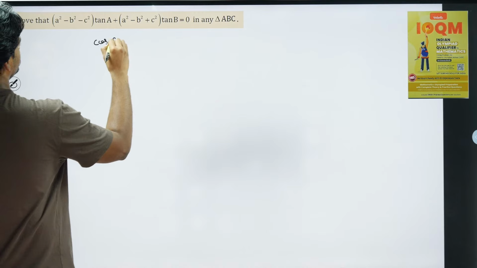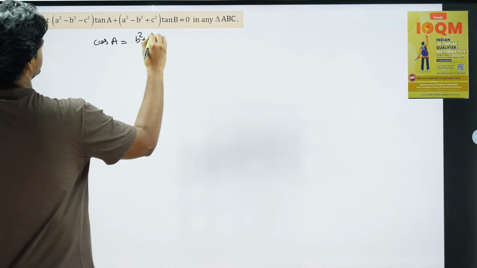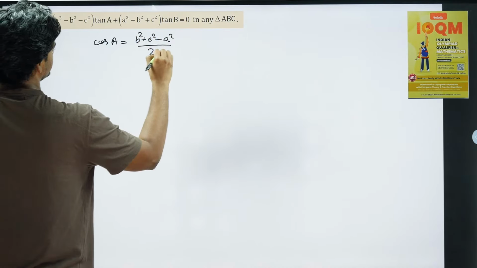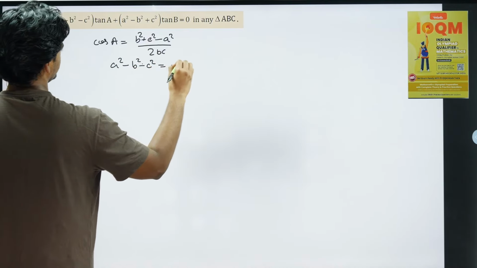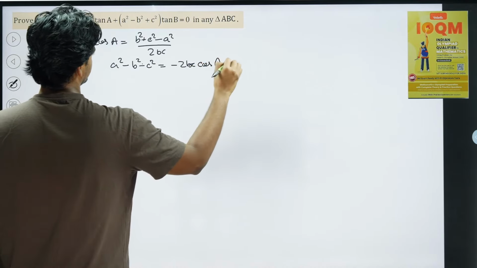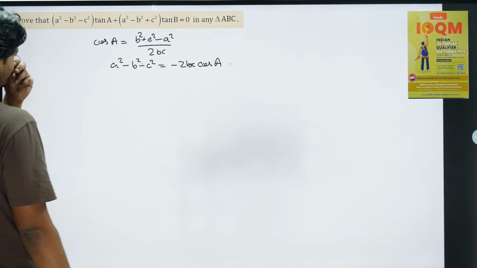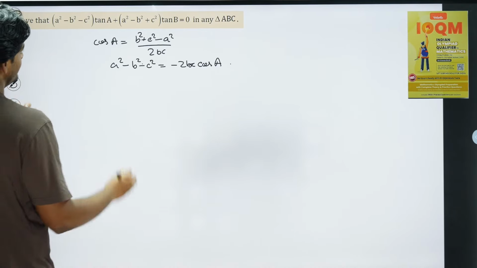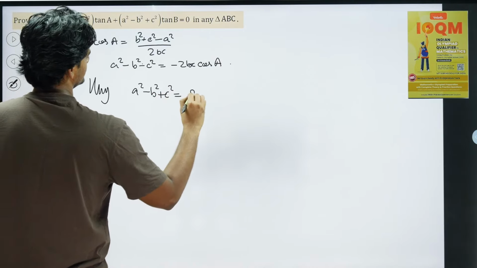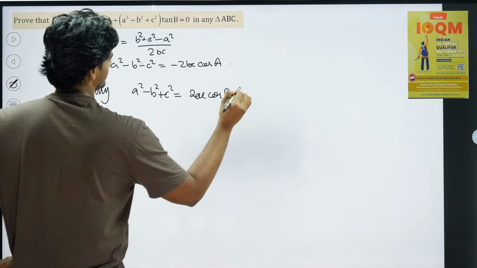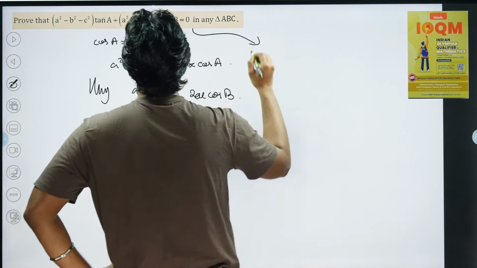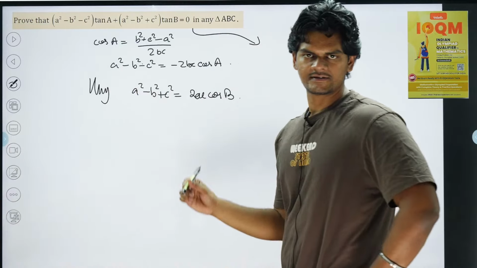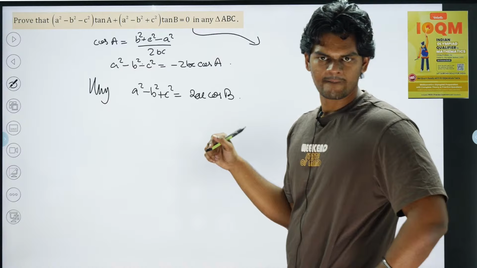See, cos A was (b square plus c square minus a square) by 2bc. So a square minus b square minus c square is minus 2bc cos A. Similarly, a square minus b square plus c square is 2ac cos B. So we basically have that equation to be. Yeah, is that obvious, isn't it?